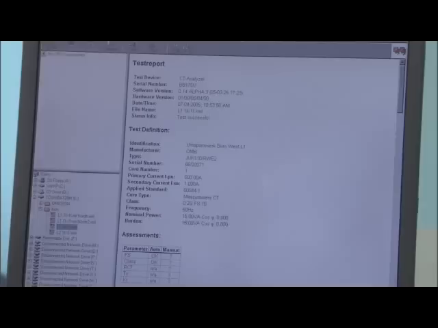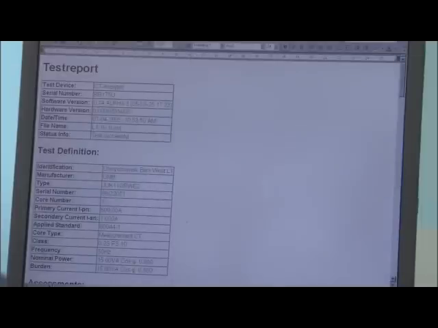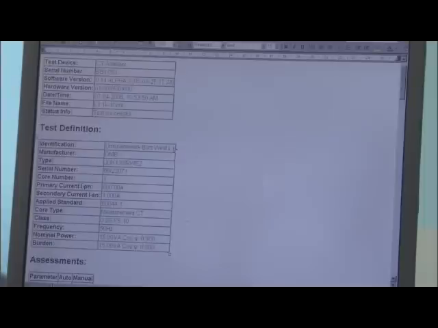If desired, the test report can be further edited or printed in MS Word or an HTML editor via an export function. The original data can be used for later simulations with different burdens or primary currents. The data can also be used as a reference curve or as a template for other tests.